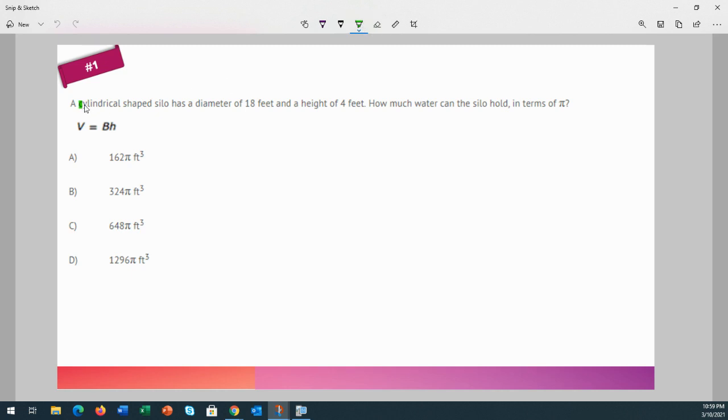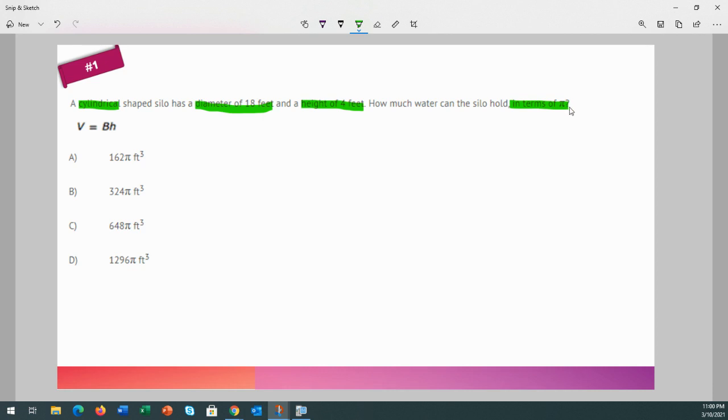So we have a cylindrical shaped silo. If you've never seen a silo, these are those things like out on a farm, those big, tall, cylindrical, they almost look like towers, and they've sometimes got like a dome on top. They hold things that farmers might grow, like wheat, like grains, like cornmeal, like anything that might be grown on a farm that they need to store in a big old container somewhere. That's a silo. So we've got a cylindrical shaped silo. It has a diameter of 18 feet and a height of 4 feet. Okay. So how much water can the silo hold in terms of pi?